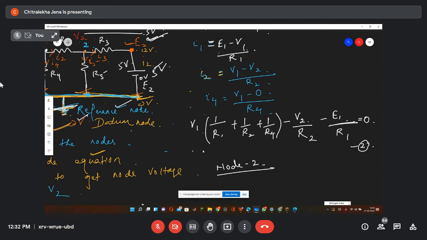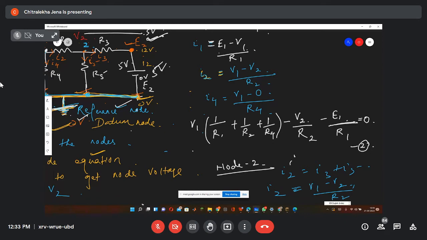What is I2? What is the value of I3? I2 will be equal to how much? Ma'am, V1 minus V2 by R2. V1 minus V2 divided by R2. Very good. Then I3.